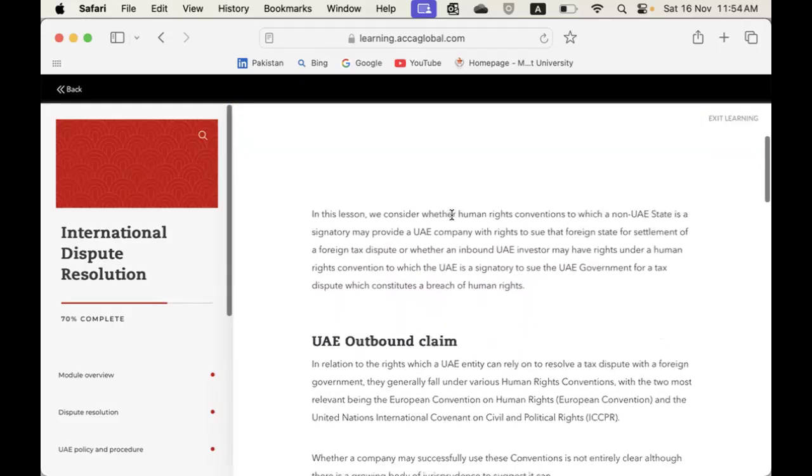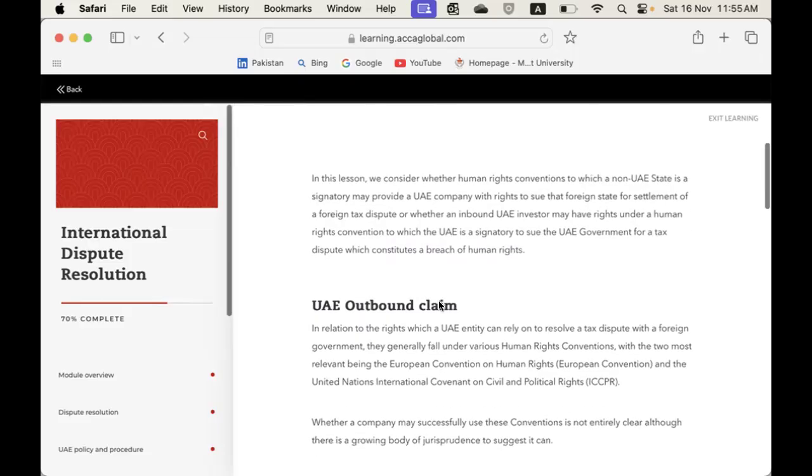In this lesson, we consider whether human rights conventions to which a non-UAE state is a signatory may provide a UAE company with rights to sue that foreign state for settlement of a foreign tax dispute, or whether an inbound foreign investor may have rights under a human rights convention to which the UAE is a signatory to sue the UAE government for a tax dispute which constitutes a breach of human rights. So we'll look at whether a UAE investor can protect their investments under the human rights framework of the world for tax related matters, and vice versa. A foreign investor can take the necessary legal measures or not.